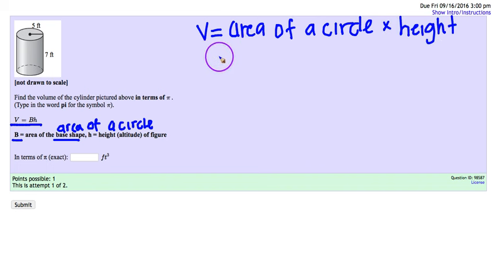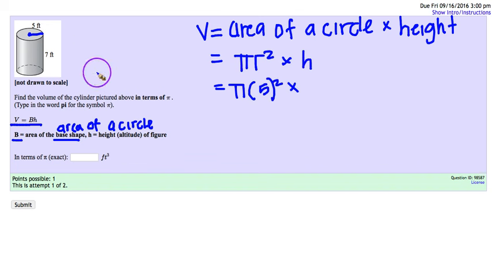So here, for the area of a circle, you're going to do pi radius squared times the height, which is going to be pi instead of radius. We're going to figure this out. Radius, again, is from the center to the edge of the circle, so that's going to be 5 squared, times the height, or again, the other word can be altitude. In this case, the height of the cylinder is 7.